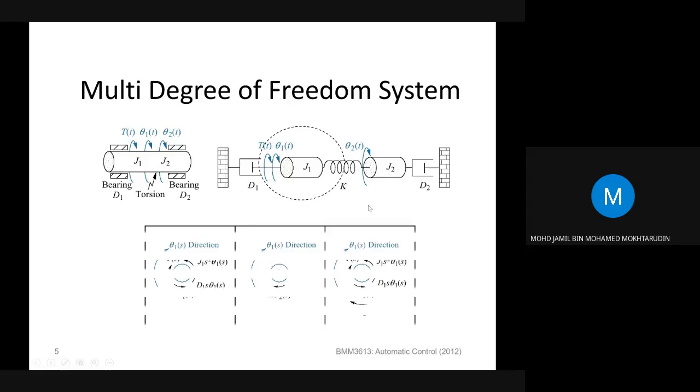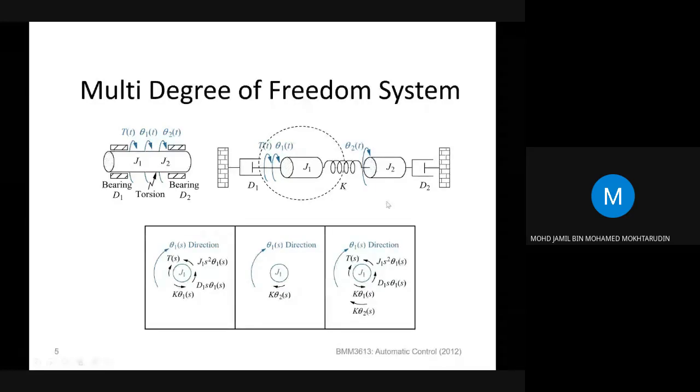Okay, so the first rod, so assume theta 1 is clockwise. So first you need to look at all the components that are connected with J1. Okay, so first is damper D1, and second is the spring K.